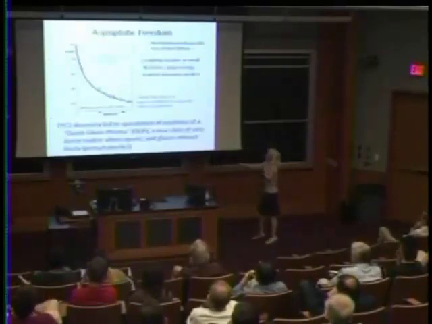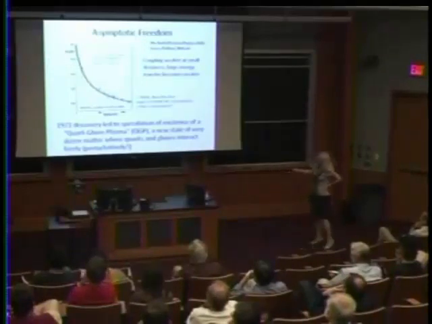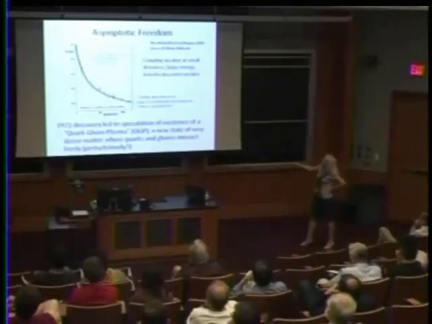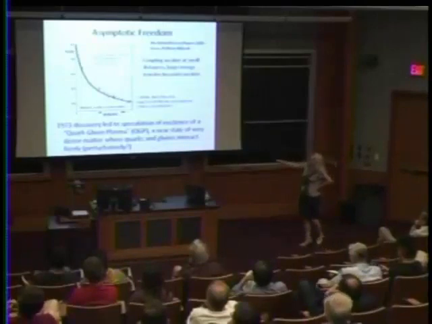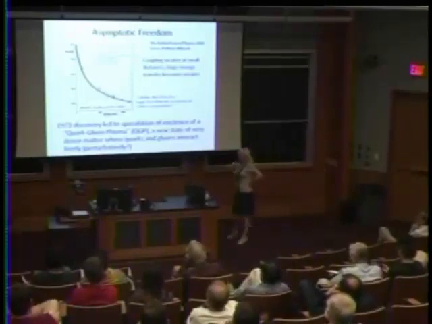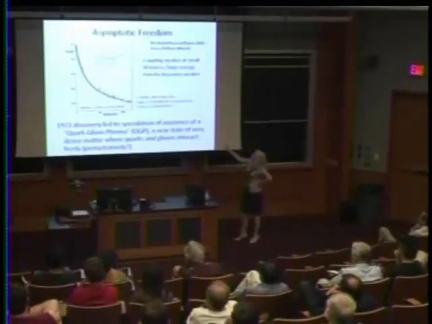Here you can see the coupling as a function of momentum transfer. This is a plot of alpha s as a function of Q, the momentum transfer. And you can see that it decreases with increasing energy. Included on here is data from everything from deep inelastic scattering and e plus e minus annihilation. In 1973, asymptotic freedom was discovered in the context of QCD by these folks here, leading to a Nobel Prize.